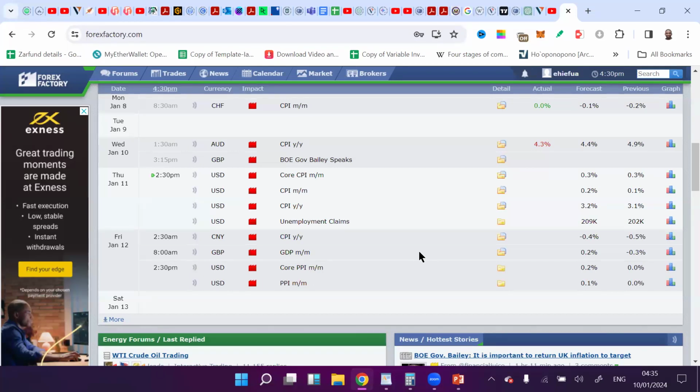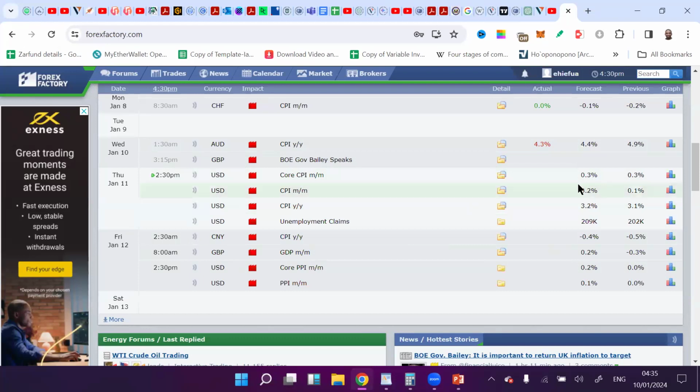And then we as traders use this economic data to determine what we should be buying and what we should be selling. We use this information to make money in the market. You see? So that's what this is all about.